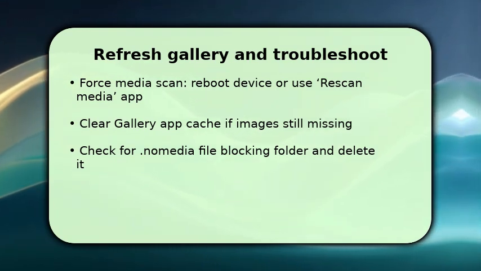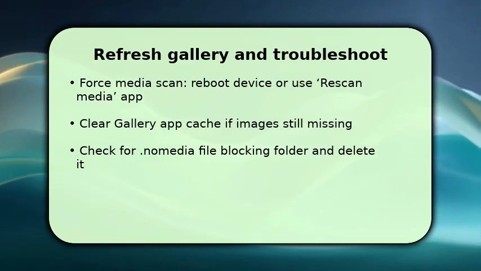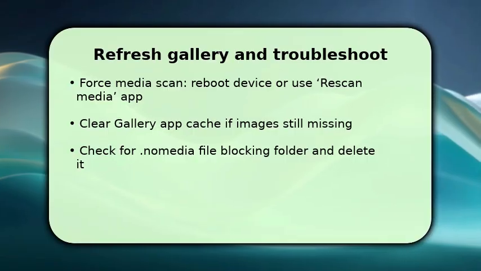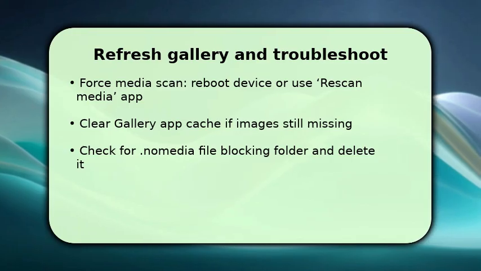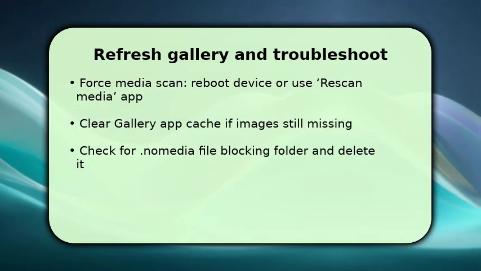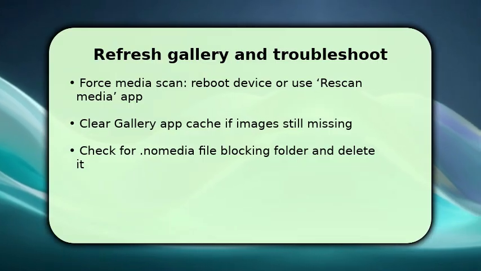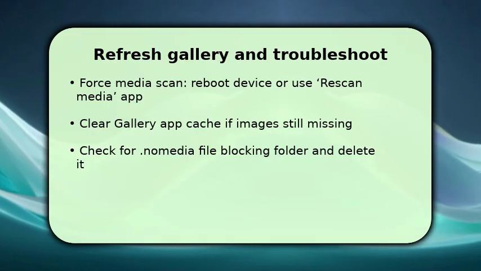If that fails, go to Settings, Apps, Gallery, and clear cache to remove stale indexing data, then reopen the app. Make sure no .nomedia file exists in the folder you moved photos to, because that file tells Android not to show media. Delete it to restore visibility. If problems persist, repeat the move step using a different gallery scan folder.